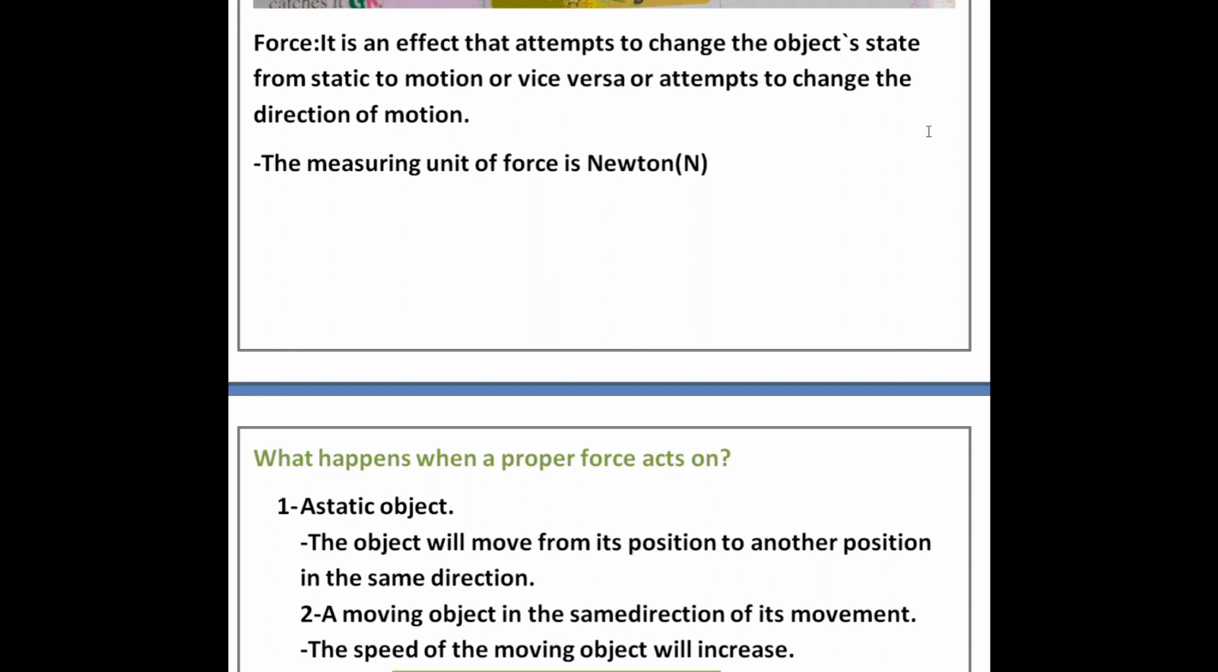Let's go to another point: the measuring unit of force. The measuring unit of any force is the Newton. Newton was a scientist, and we will talk about him.